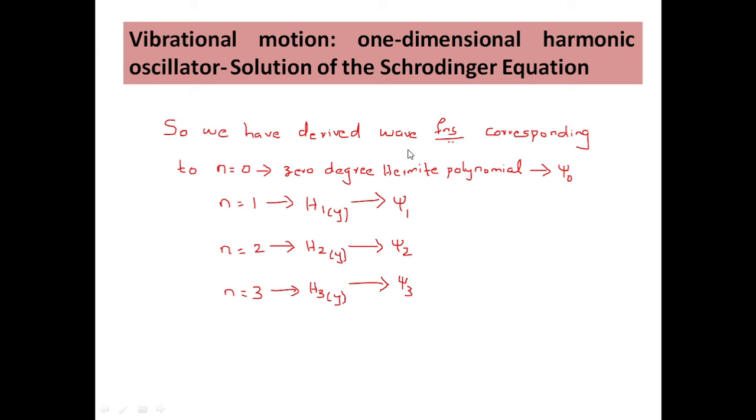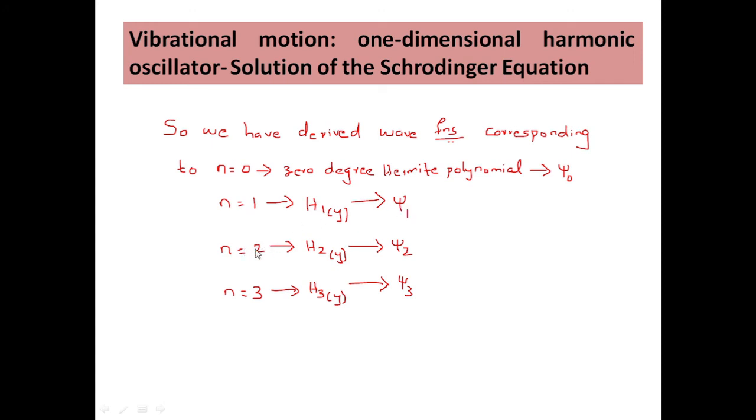the SHO 1D wave equation, and we have arrived at Hermite polynomials, and also we have arrived at the complete solution corresponding to n is equal to 0, where we have the 0 degree Hermite polynomial from which we got psi 0 wave function. And also we got a wave function corresponding to n is equal to 1, where the Hermite polynomial is of the first degree and we got psi 1.